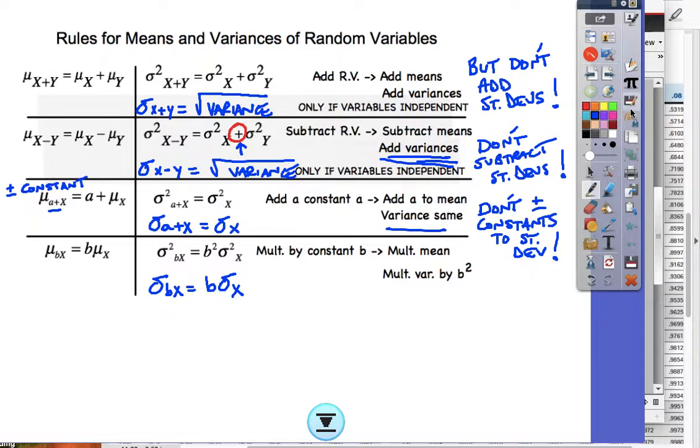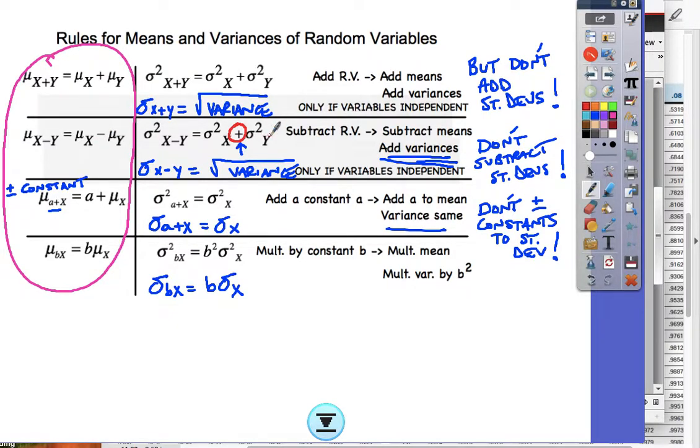So bottom line is that the means do everything they're told to do. You can add means, you can subtract means, you can add or subtract a constant, you can multiply by a constant. The means are usually not the problem. It's the standard deviations that get tricky. So we add variances and take the square root to get the standard deviation. We still add variances even when we're subtracting.